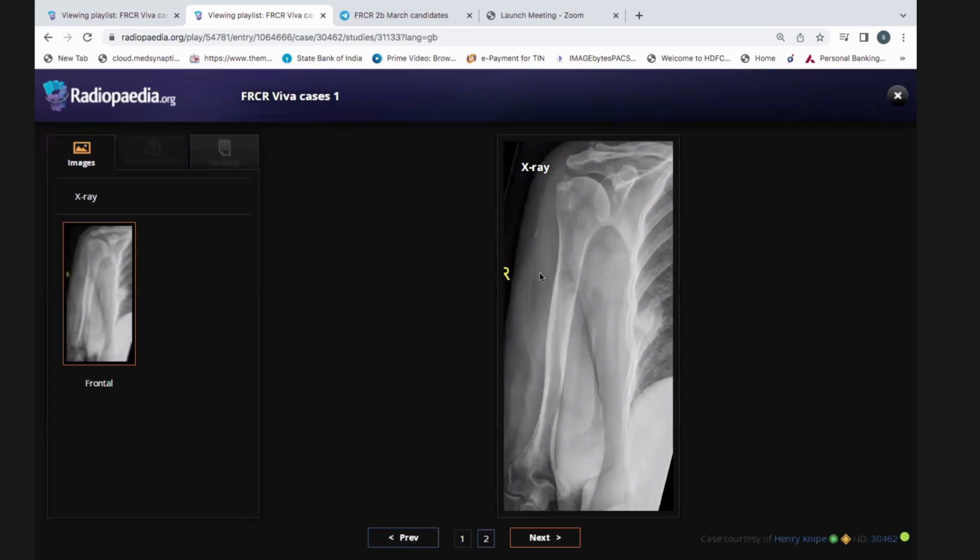Yes. So this is a 70-year-old patient who has presented with right arm pain. Frontal radiograph of the right shoulder.